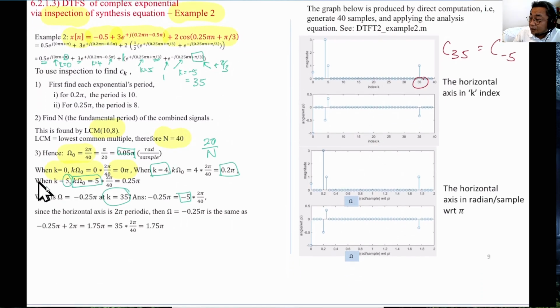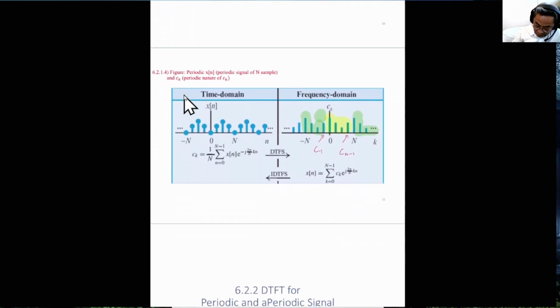So this is the problem that we want to solve. We want to tell you that at k equals 35, it is the same as k equals minus 5. And this was to solve for k equals minus 5. So with that, that concludes 6.2.1.4. Thank you.